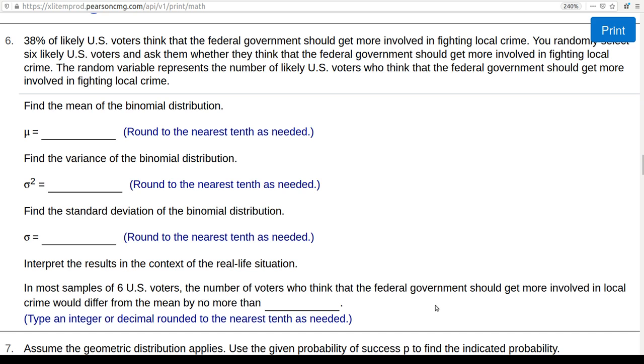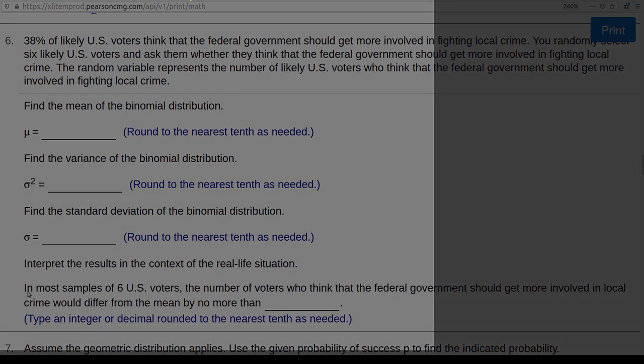So things to look at from this: we have a chance of success, which is 38%. We have a fixed trial size, which is 6, and we're looking for the distribution within that. This is a binomial distribution. The question asks, what is the mean of the binomial distribution, what's the variance, and what's the standard deviation? And then it asks at the end, in most samples of 6 U.S. voters, the number of voters who think the federal government should get more involved in local crime would differ from the mean by no more than what? So this links all of the things in this distribution together. Let's look at what we can get from this.